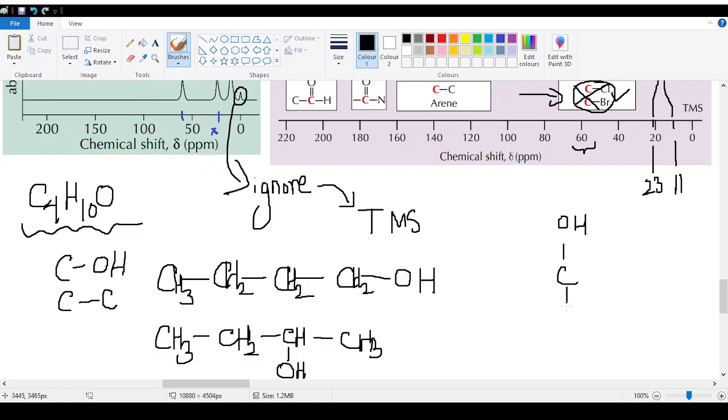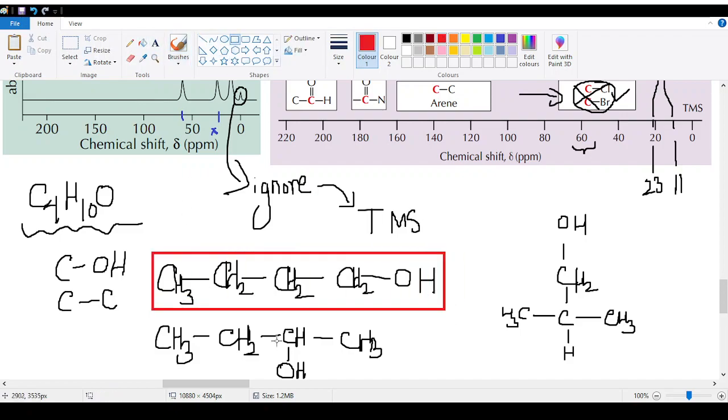Let's say this is joined to carbon. This is joined to a carbon again. This is joined to CH3, CH2. This is also possible. All three of these molecules have the same molecular formula. They're matching with the molecular formula.